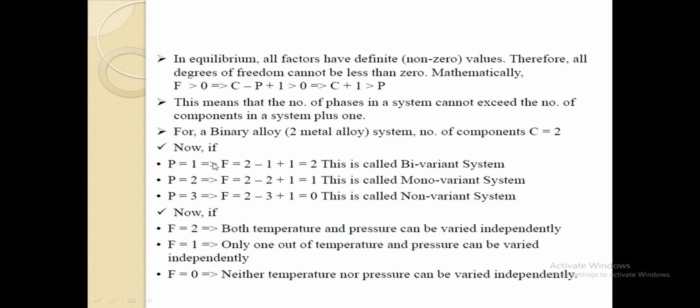Now if P equal to 1, then F equal to 2, this is called a bivariant system. P equal to 2 gives F equal to 1, this is called a monovariant system. And for P equal to 3, F equal to 0, this is called a non-variant system. Now if F equal to 2 and F equal to 1, what happens? In case of F equal to 2, both temperature and pressure can be varied independently, and in case of F equal to 1, only one out of temperature and pressure can be varied independently. And if F equal to 0, neither temperature nor pressure can be varied independently.